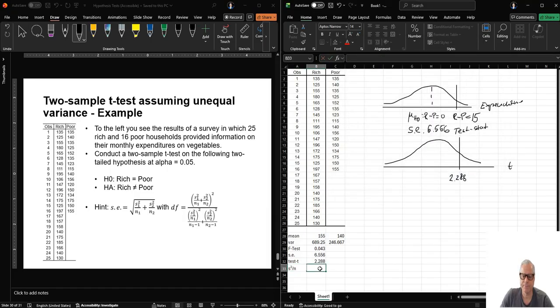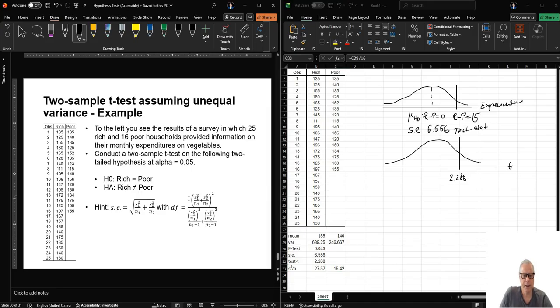Okay, so that is equal to the variance of the first group divided by N1, and for the first group that's 25. So we get 27.57. For the next group, it is the variance of 246.667 divided by 16.